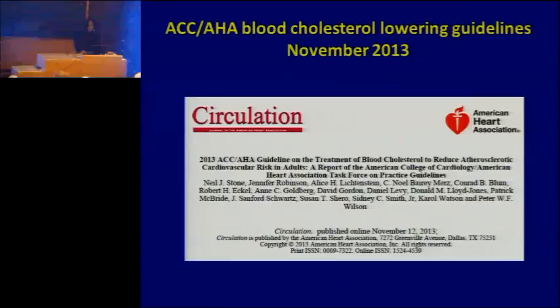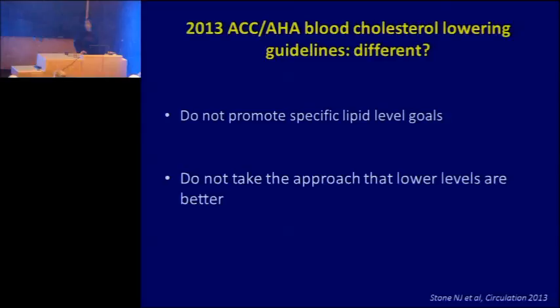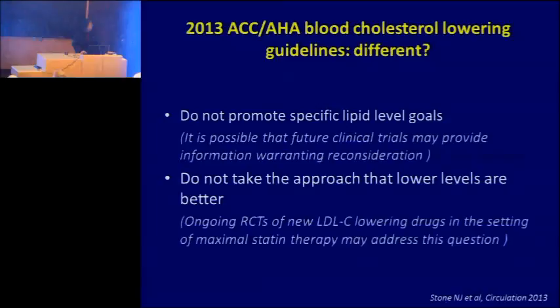So are these guidelines different? Yes, essentially they got rid of promoting specific lipid level goals, and they got rid of the approach that lower LDL cholesterol levels are better. They did say that results from future clinical trials might provide information that will lead to rewriting or revising the guidelines, and that ongoing RCTs of new LDL cholesterol-lowering drugs in the setting of maximum statin therapy may potentially give us information.